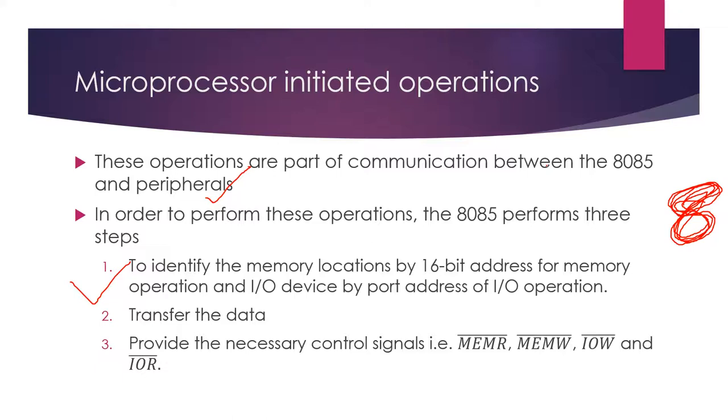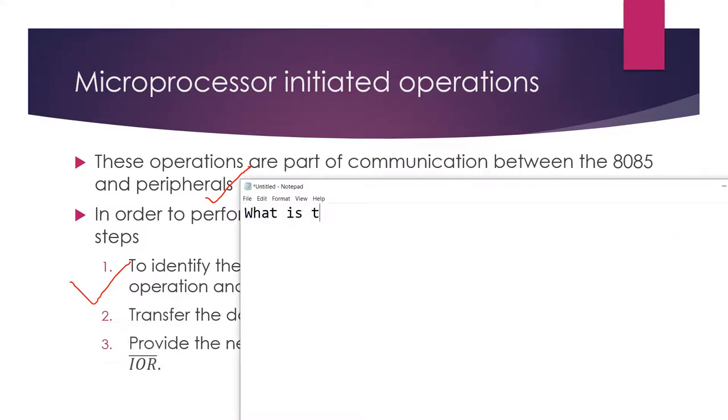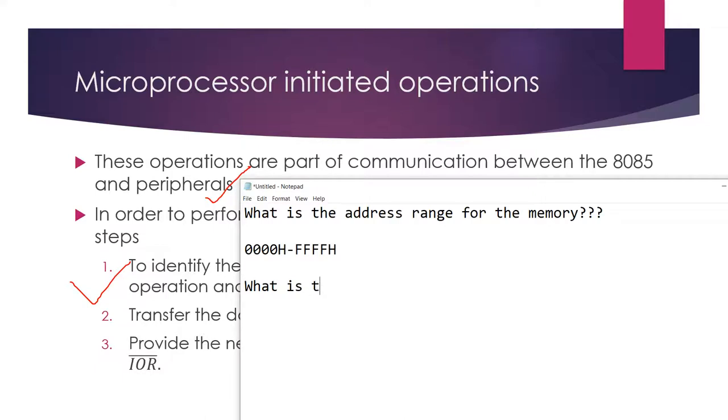I want to ask one question: what is the address range for the memory? I am writing here in hexadecimal format, 0000 hex to FFFF hex. And what is the address range for the IO device? It is 00 hex to FF hex. Keep this in mind.